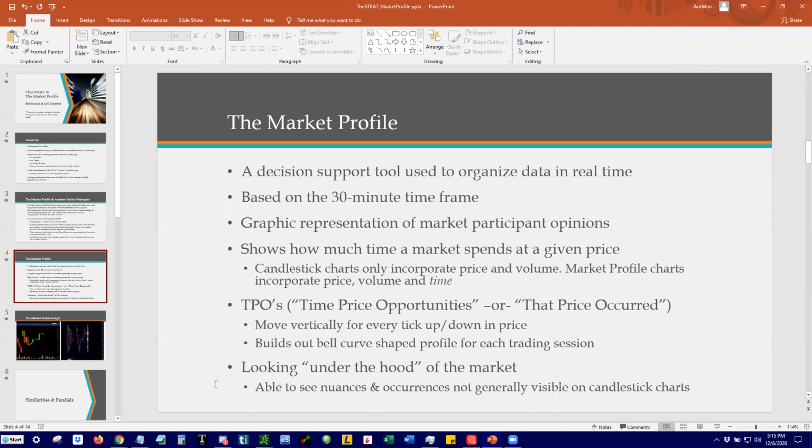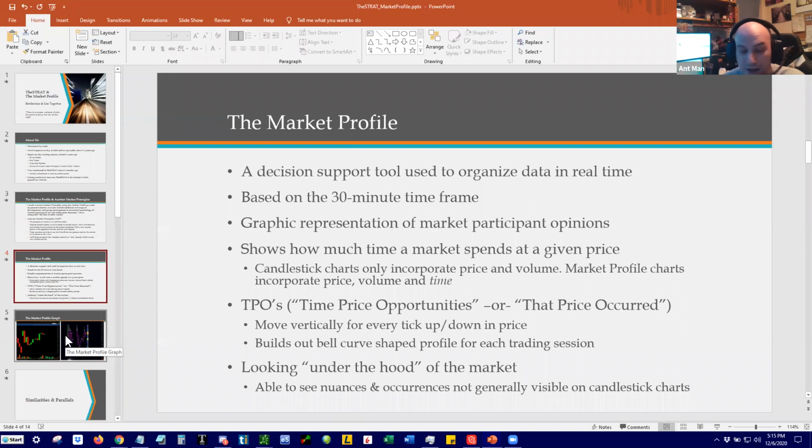Yep. And what I call it is looking under the hood of the market. You're able to see nuances and occurrences that you generally aren't able to see on a regular candlestick chart. So Ant, this gives you an edge then when you're trading? I think it does. For me personally, yes, and I think that it can give most people an edge that really commit to it and really resonate with it.